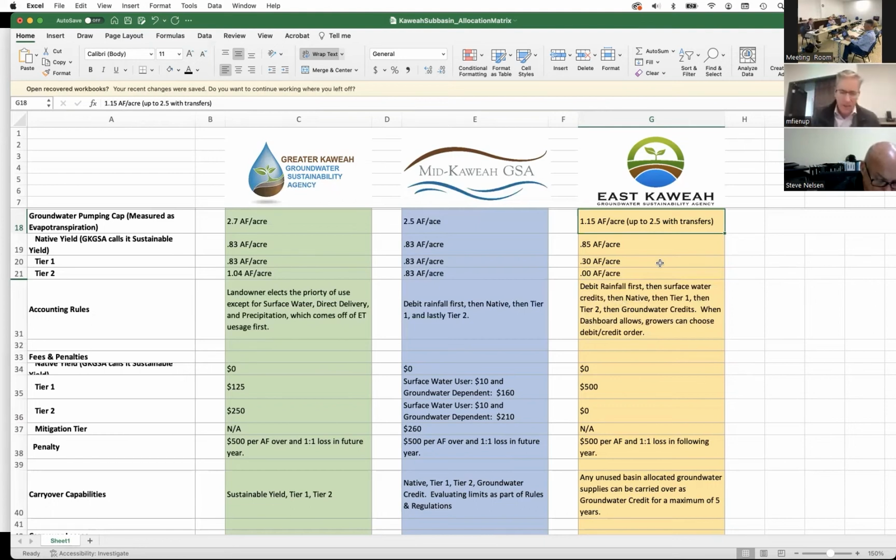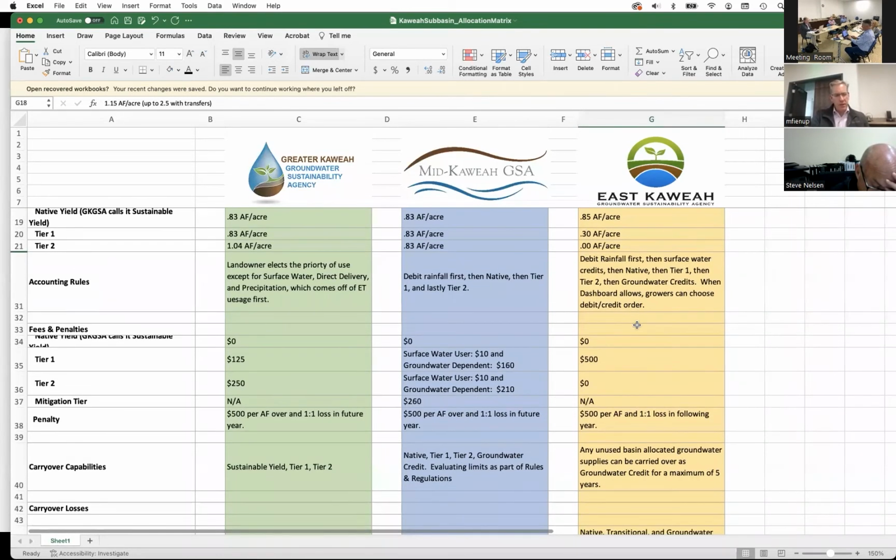Good, okay. And then on the accounting rules, you've got it listed right. The only difference is, and I don't know if it's caveated on when the dashboard allows, or even if in this last year, the way the rules are written, they can choose, like if you had a surface water delivery in July, the landowner can actually say, no, that's my native yield I used, even though I had surface water, and keep his surface water credit. Okay, that makes sense. But again, they wouldn't necessarily be changing the priority of native or tier 1, correct? No, if the landowner doesn't choose, that's the default priority. Yep. Okay. Great.